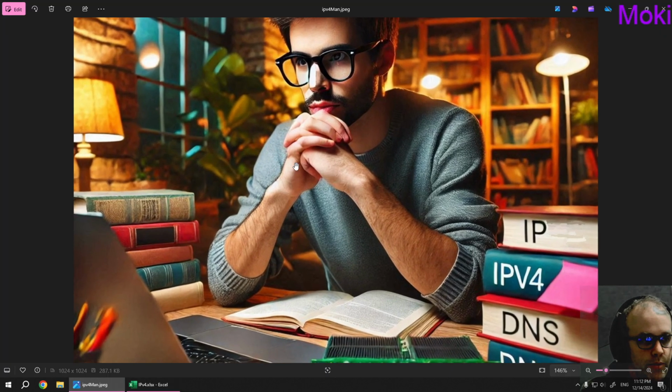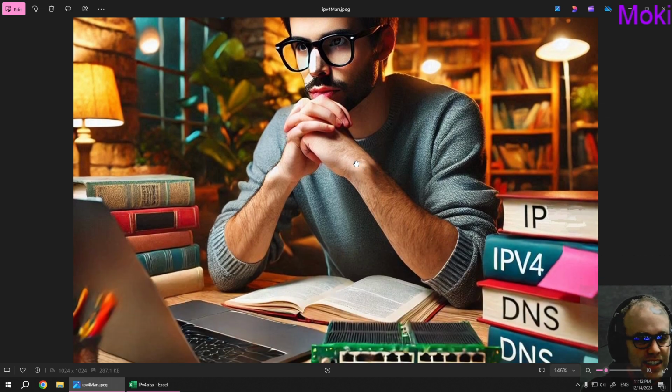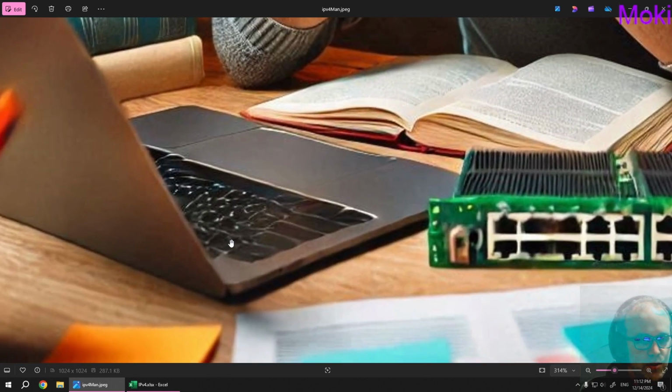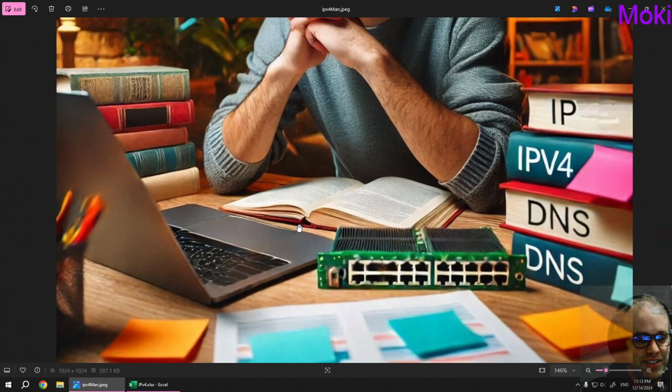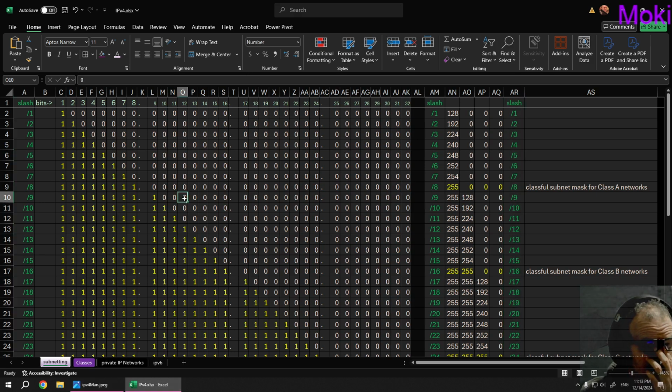This is not me. This is an AI rendition of me, I guess. I asked AI to make this, and you can notice how squiggly the keyboard is over here. It's pretty funny.